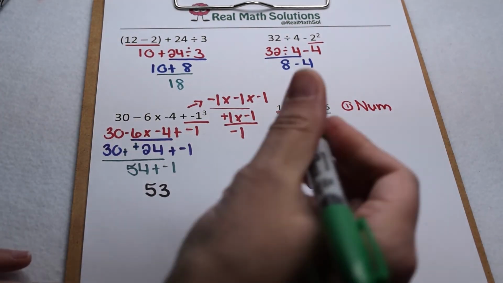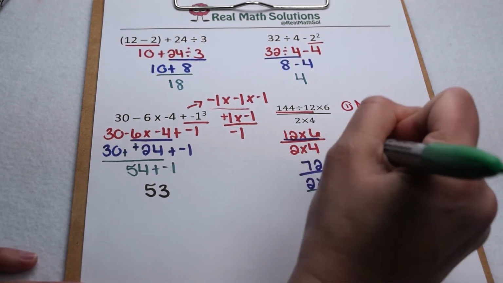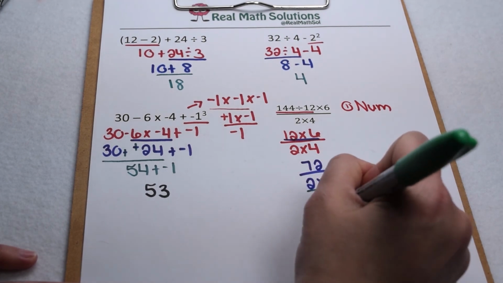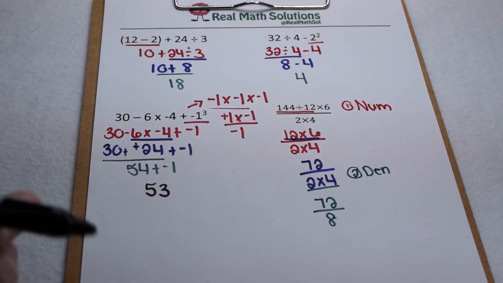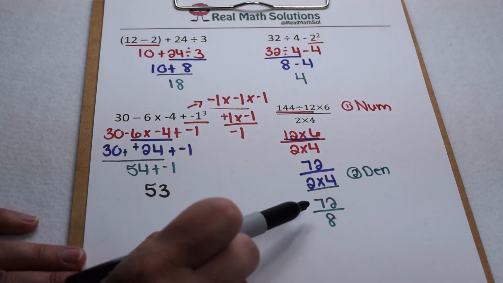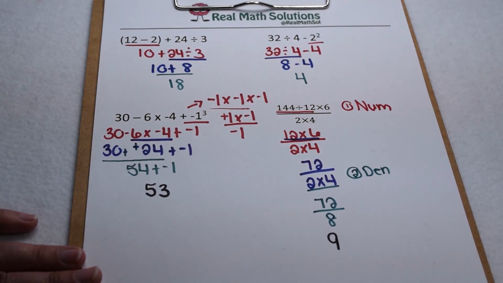Well, now that I'm done simplifying my numerator, I can now simplify my denominator. I can focus on the 2 times 4. 2 times 4 is 8, so that leaves me with the improper fraction of 72 over 8. Improper fractions can be simplified to lowest terms by dividing the numerator by the denominator. 72 divided by 8 is 9, so our final solution on this one comes out to be 9.